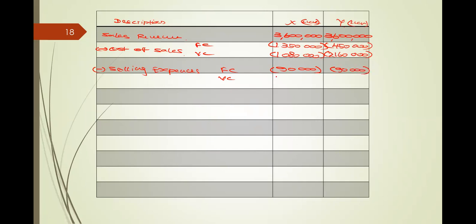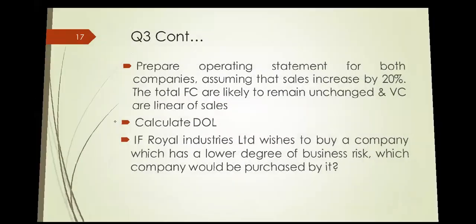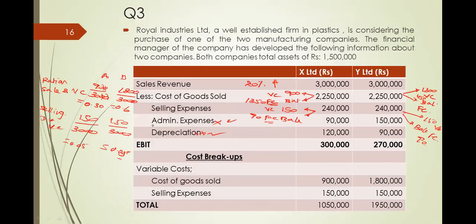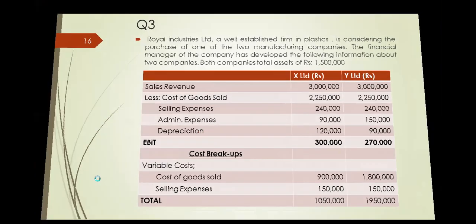Variable? 180,000 for both. 180,000. Thank you. Then other costs are not going to change. We have been given those as fixed. Then we can deduct selling and administration cost and depreciation.